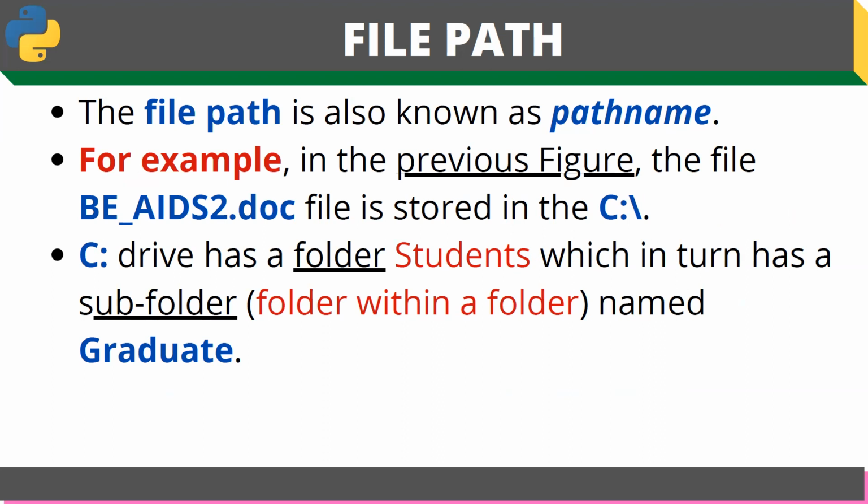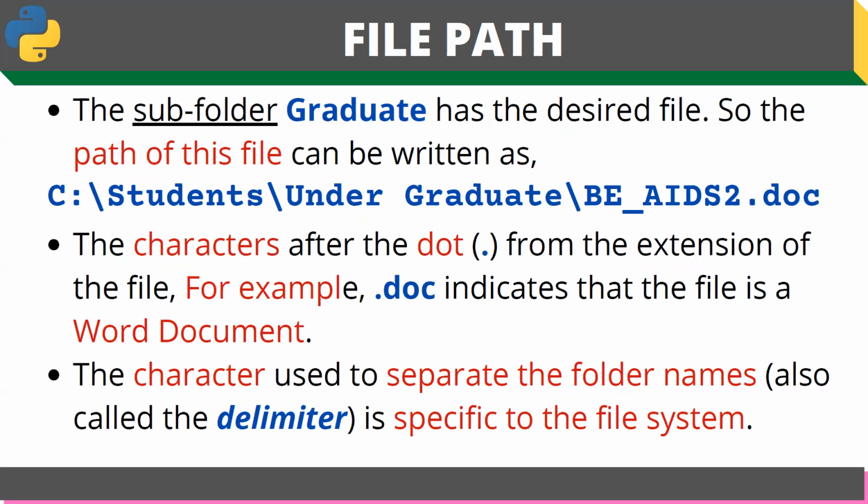So for example, in the previous figure, the file be_ads2.doc file is stored in the C drive. So now C drive has a folder students, which in turn has a subfolder, that is, a folder within a folder, named graduate. The subfolder graduate has the desired file. So the path of this file can be written as C:/, the folder name students slash the subfolder undergraduate slash be_ads2.doc.